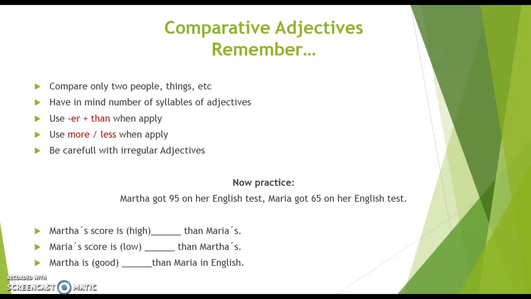What could be the answer for number 1? Marta's score is higher than Maria's. Answer for number 2, Maria's score is lower than Marta's. Answer for number 3, Marta is better than Maria in English. To apply the correct comparative in every case.